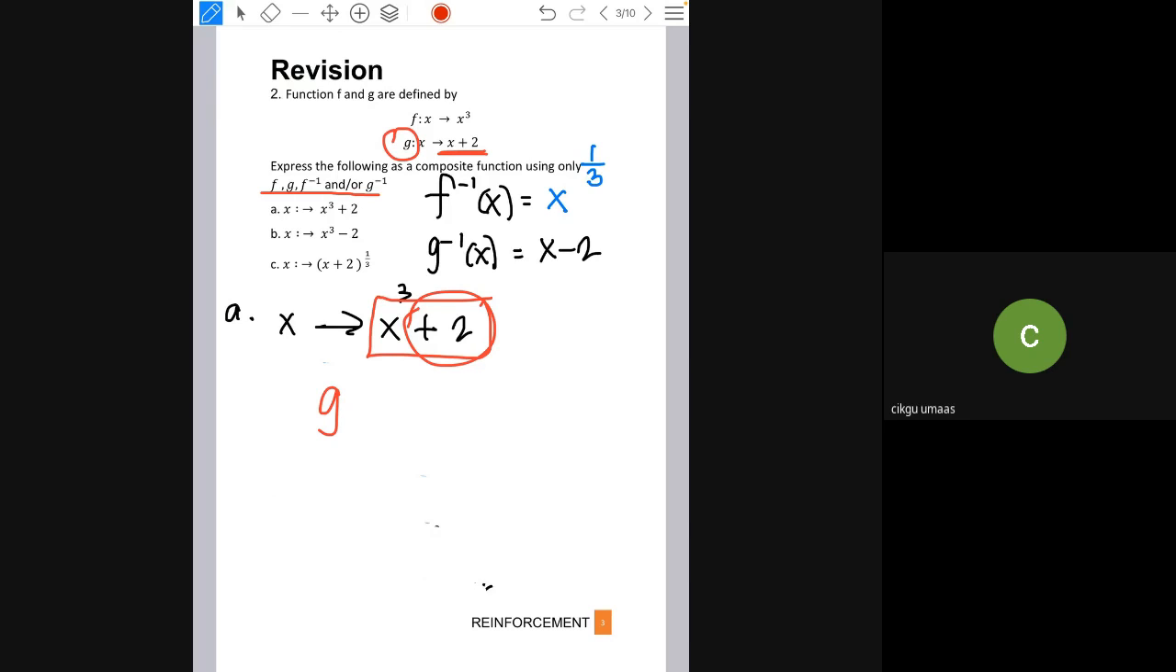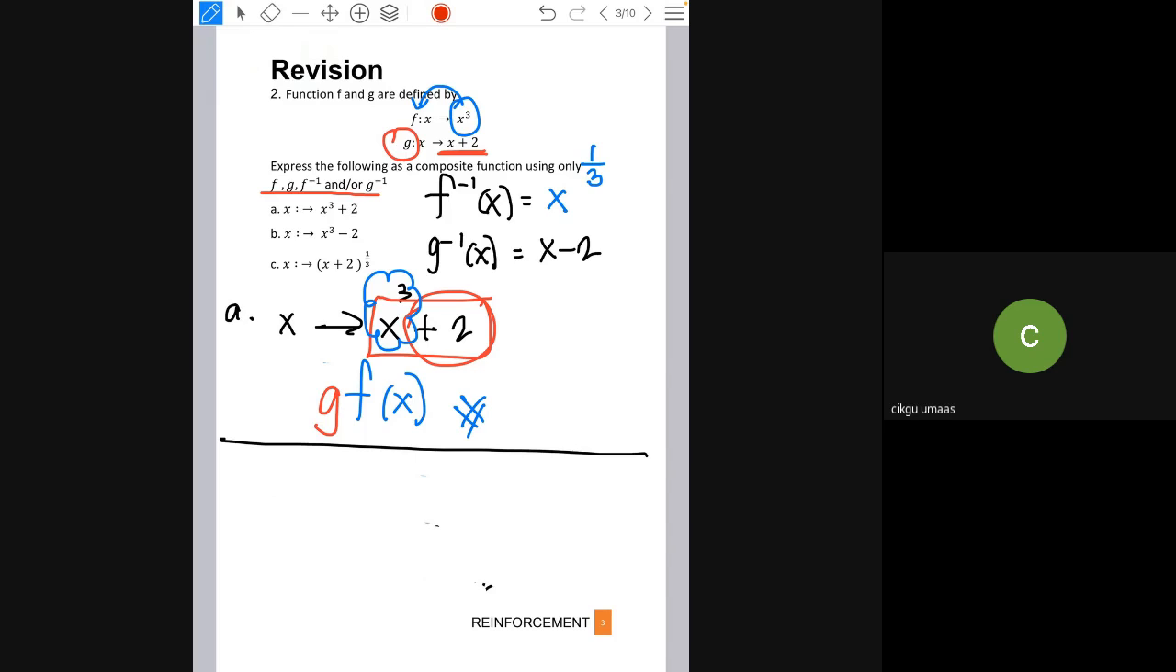First step. Next step, you look at the x inside. X cubed can only appear when there is an F. So my answer is GF(x) for A. That's how I got my answer. I remember doing this in our lessons on the composite, but I don't know whether you still remember.